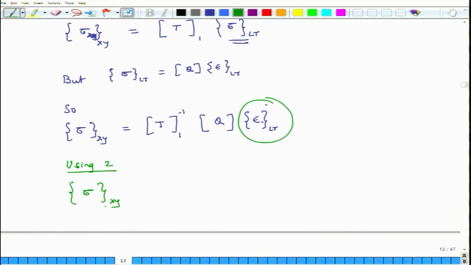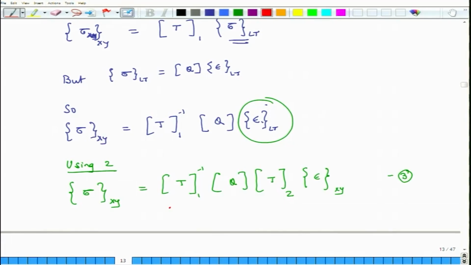sigma xy equals T1 inverse times Q times T. So, epsilon LT is what? T2 times epsilon xy. Okay. So, this is there. So, this is equation 3.